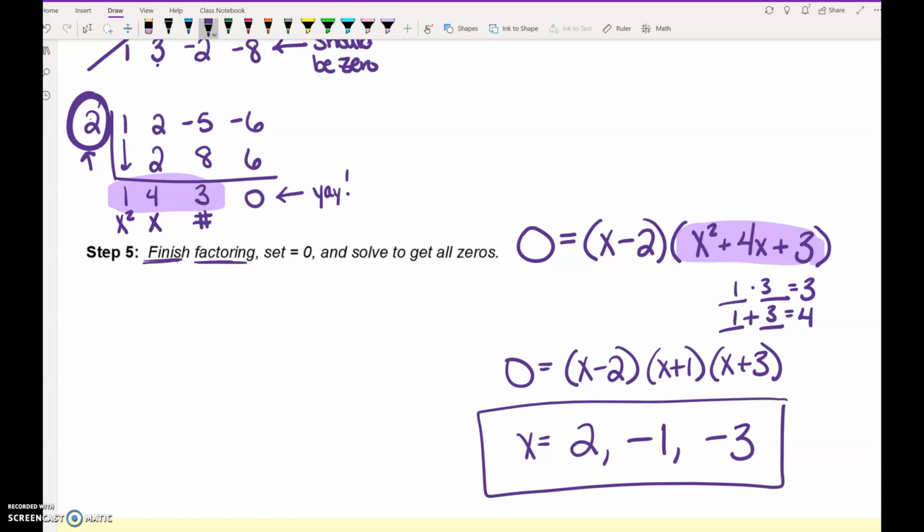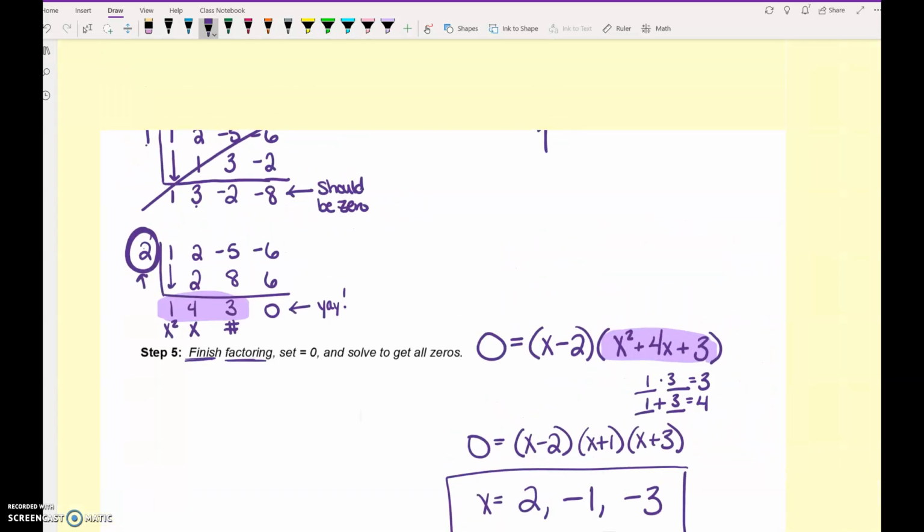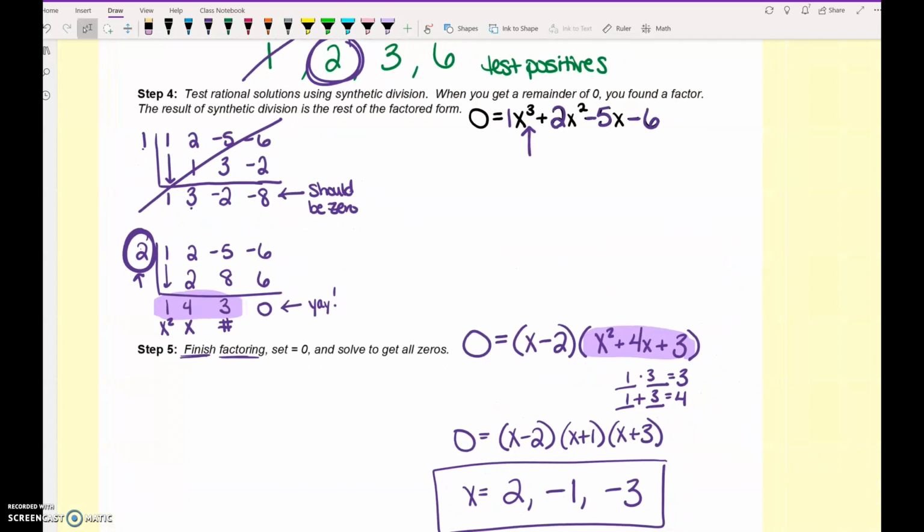We were supposed to have 3 solutions, 1 positive, 2 negative. We have that. We were also supposed to have, look at our potential solutions, 1, 2, 3, or 6. Notice our solutions are within those possibilities.